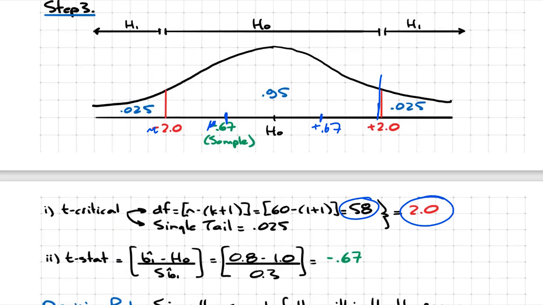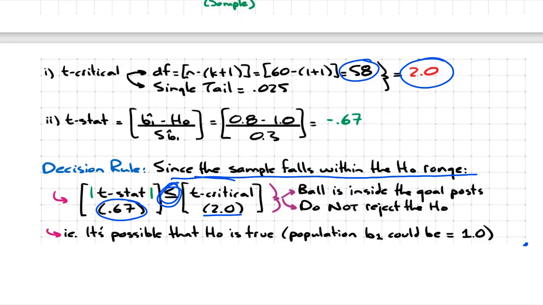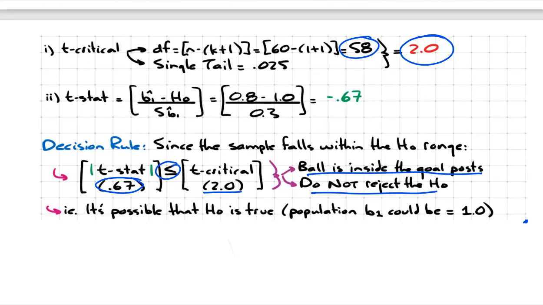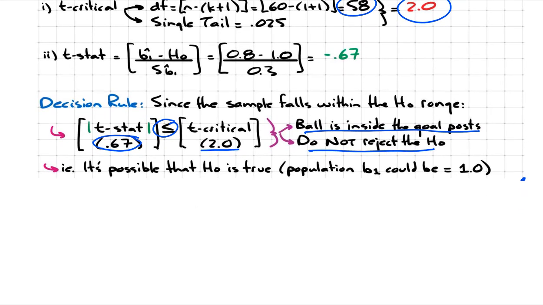Now, of course, I like this approach better because it gives you that visual. You can see the big picture of everything that's happening. But nevertheless, this is the algebraic format of what we saw with that visual framework. What this means is if the absolute value of the t-stat is less, it means the ball came inside the goalposts, which is null range, and therefore we do not reject the null. So how do you interpret that? Well, if you're not rejecting the null, what you're saying is it's possible that the null is true. In other words, it's possible that the population beta 1 could be equal to 1.0.